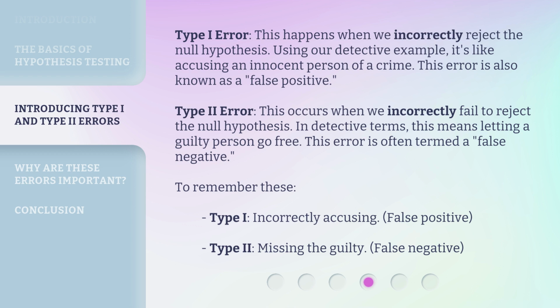Type 2 error. This occurs when we incorrectly fail to reject the null hypothesis. In detective terms, this means letting a guilty person go free. This error is often termed a false negative. To remember these: Type 1, incorrectly accusing; false positive. Type 2, missing the guilty; false negative.